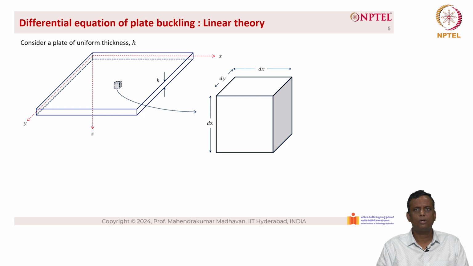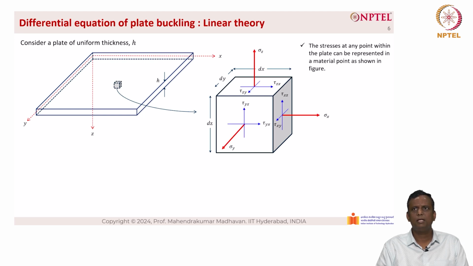Let's consider a small cube with the dimensions dx, dy and dz. The stresses at any point within the plate can be represented on a material point as shown in the figure here. So, sigma x, sigma y and sigma z are the normal stresses that are acting, which is shown in the red color, as well as the shear stresses that are acting here shown in the blue color.